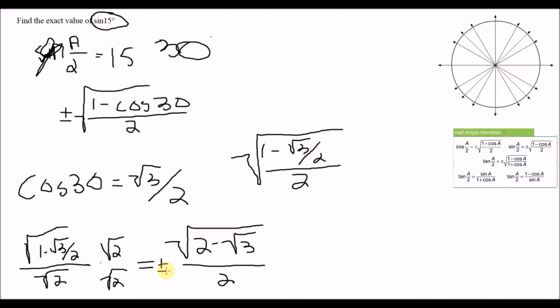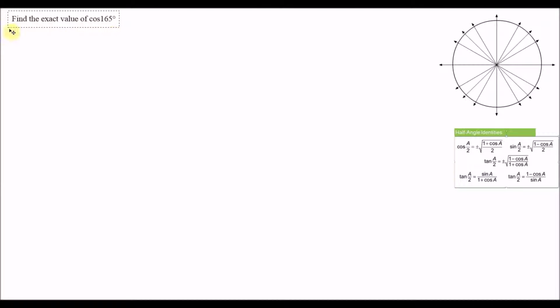And how to decide if it is plus or minus, we just look back at that degree and it's 15, and that's in the first quadrant. And all signs are positive in the first quadrant, so this is positive. Square root of 2 minus square root 3 over 2. Simple as that.